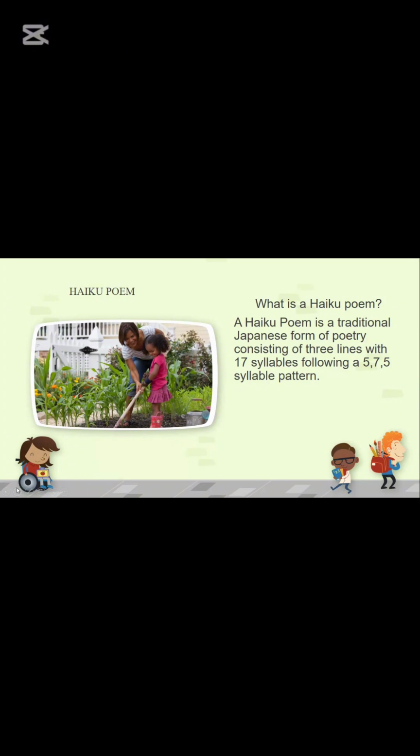A haiku poem is a traditional Japanese form of poetry consisting of 3 lines with 17 syllables, following a 5-7-5 syllable pattern. Yes, a pattern. Now let's take a look at an example of a haiku poem.